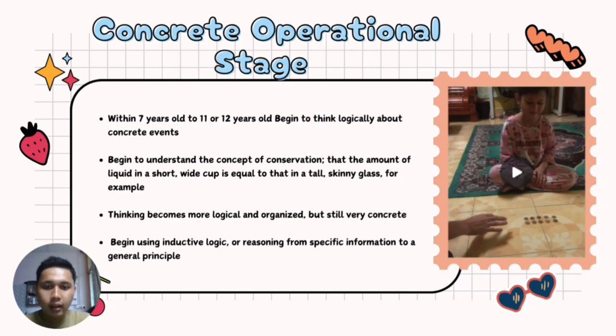So this stage is very important to observe how children from 7 to 11 years old are thinking about something, and how we can know their thinking becomes more logical and how they organize their thinking. So for now, I will show you the video that I have already done with my sister, who is 8 years old, and I observed her with the coins. So you can see.